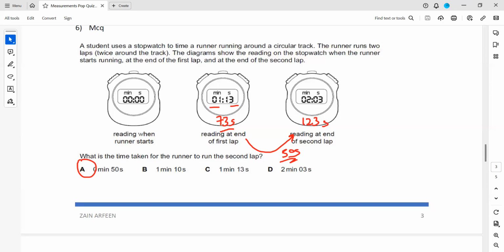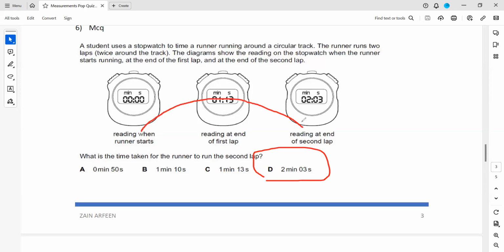Why not D? The question is not the total time. Why is D wrong? Because in D it's written 2 minutes and 3 seconds. 2 minutes and 3 seconds is the time taken for the complete 2 laps. But the question is, what is the time taken for the runner to run the second lap? If 2 minutes and 3 seconds is the total time for the race to run the 2 laps, it is not the time to run the second lap. If the question was, what is the total time to run the 2 laps, then it would be 2 minutes and 3 seconds. But the question is how much time the runner takes to run the second lap only.